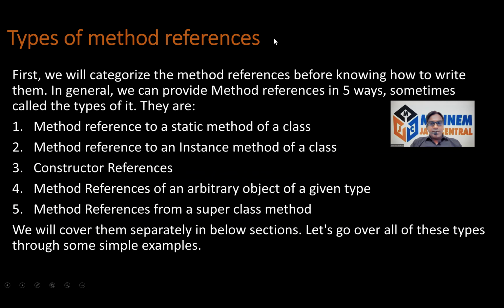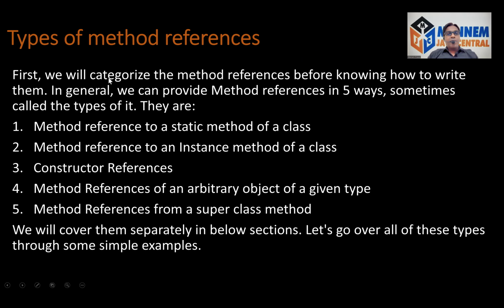So, types of method references. First, we will categorize these method references before knowing how to write them. In general, we have method references in 5 ways, sometimes called the types of it. They are method references to a static method of a class, method references to an instance method of a class, constructor references, method references to an arbitrary object of a given type, and method references from a superclass method. These are all the types of method references. We will cover them separately in the sections below. Let's go over all of these types through some simple examples.